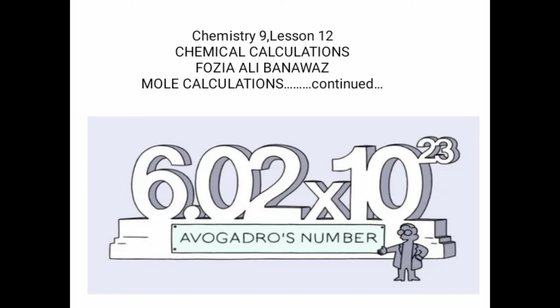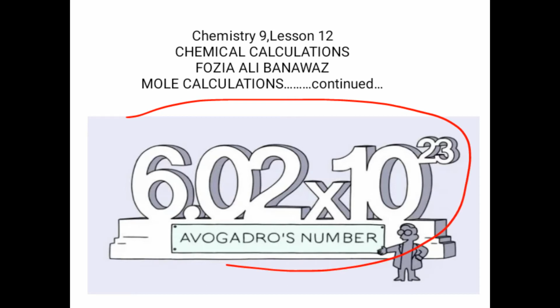Here's your teacher with another lecture on the same topic, mole, its calculation. Today we will try to solve the calculations which are asked in your textbook. You know what number is given here? Yes, this number was discussed again and again in the previous two classes, and I'm sure you have learnt it. It is 6.02 into 10 raised to the power 23.